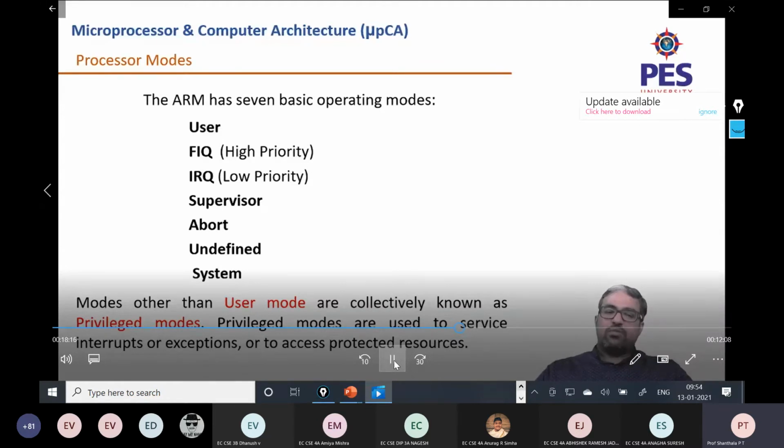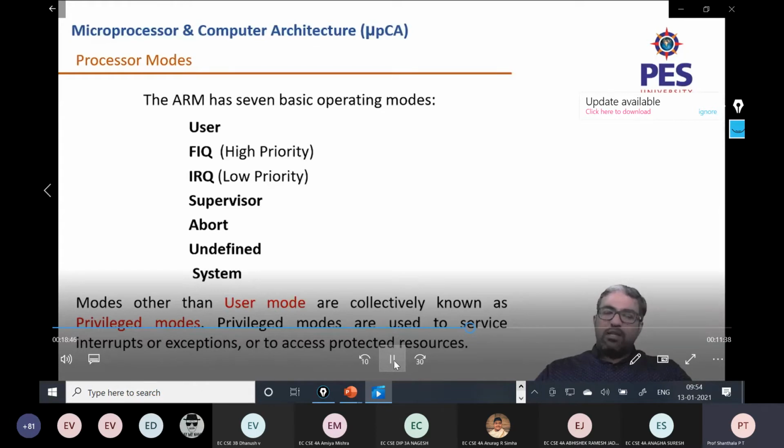Other than the user program, other modes are called privileged modes. So these are all the programs which are system specific. Whenever they want to execute, the user program will be removed from the processor and they go for execution. So the user program will be the low priority program. If nobody is there for execution, the user program can execute.